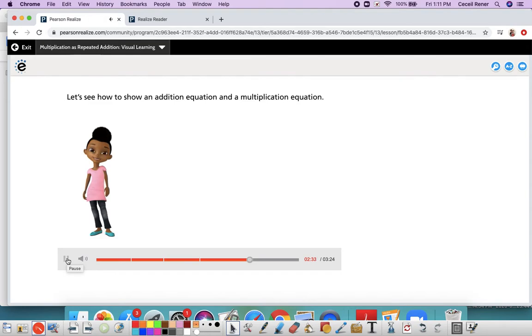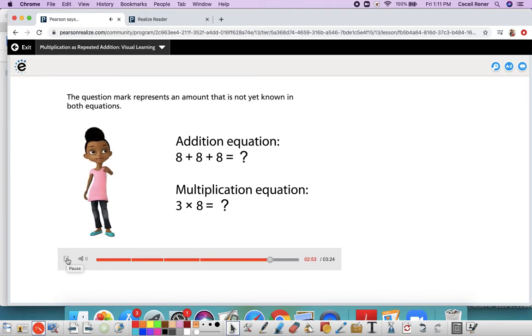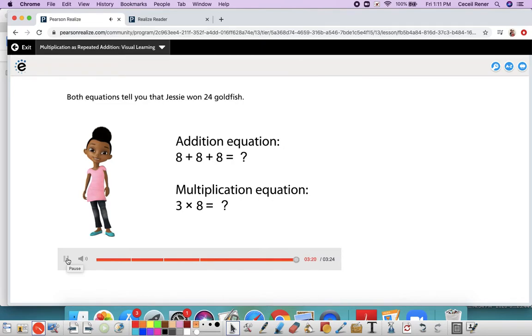Let's see how to show an addition equation and a multiplication equation. 8 plus 8 plus 8 equals what number? 3 times 8 equals what number? The question mark represents an amount that is not yet known in both equations. An unknown is a symbol for a number in an equation. The question mark represents the sum that is not known in this addition equation, or the product that is not known in this multiplication equation. Both equations tell you that Jessie won 24 goldfish.